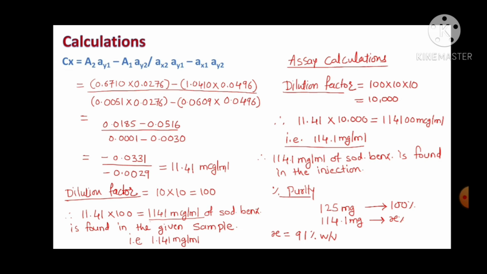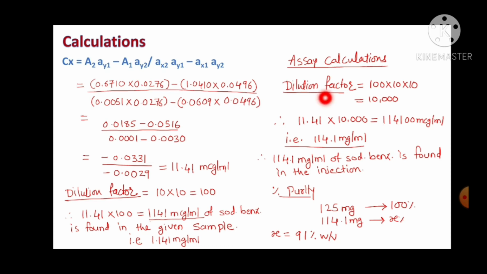So we can do that, and here it is coming 1141 microgram per ml. You can convert it into milligrams if required. So here it can be referred as 1.141 milligram per ml. Then we need to do the calculations further, because the aim of the experiment is to perform the assay. So we have to convert it into a percentage purity. For finding out how much is present in the given sample, and from the given sample we have to find out in the formulation.